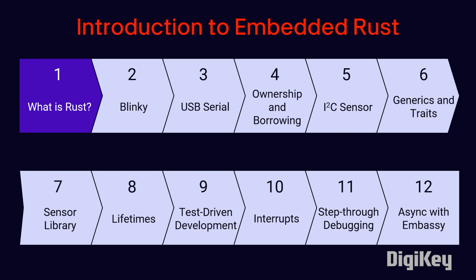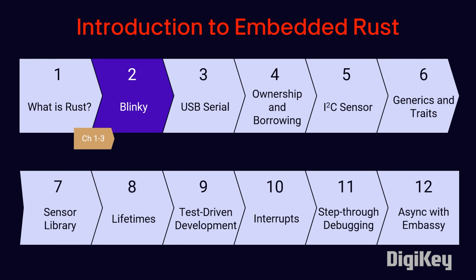Before moving to episode 2, I recommend reading chapters 1, 2, and 3 in the Rust book. That will give you an introduction to the language and cover some basic things like types, functions, and control flow. In the second episode, we'll create a simple blinking LED program.